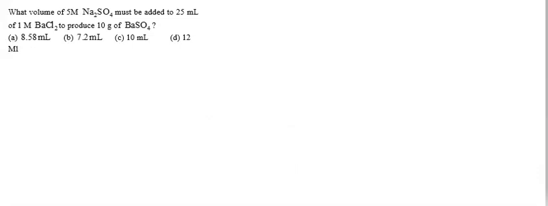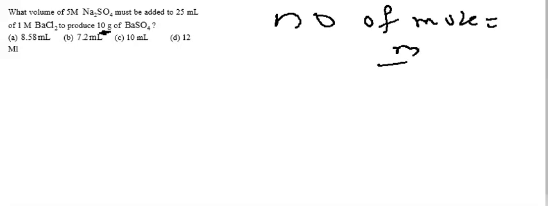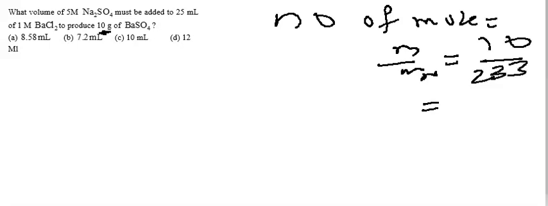So this is our next question. The question is, what volume of 5 molar Na2SO4 must be added to 25 ml of 1 molar BaCl2 to produce 10 gram of BaSO4? First, we have to find out the volume of Na2SO4. So we'll find out the number of moles of BaSO4 with the help of this mass. Number of moles is mass by molar mass. Mass is 10, molar mass is 233. This will give us 0.0429.